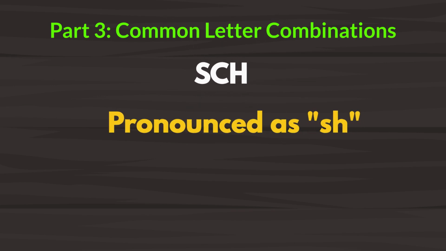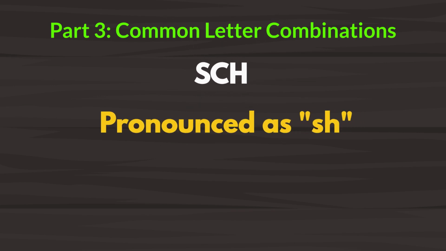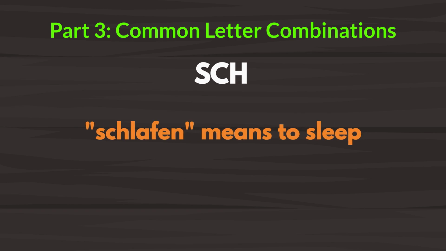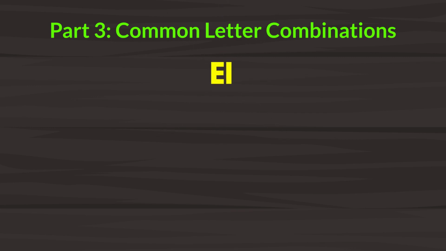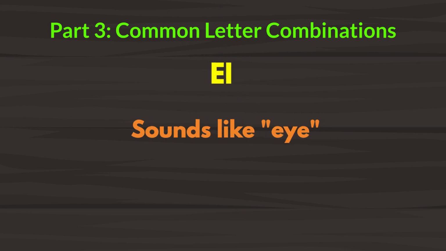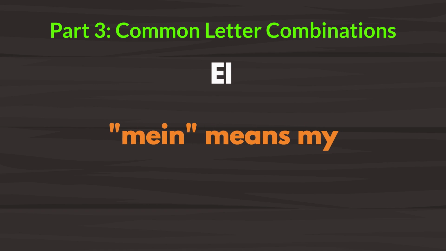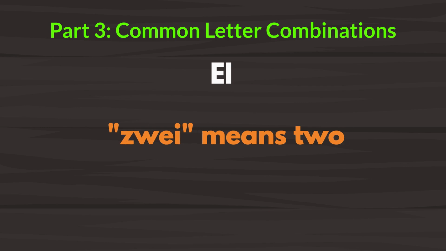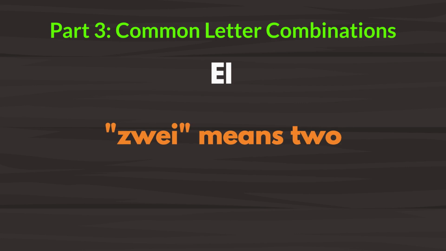The second one is SCH, which is always pronounced like English "sh". For example, Schule means school. Another, schlafen, means to sleep. Next one is EI, which sounds like "eye". For example, mein means my. And another example, zwei means two.